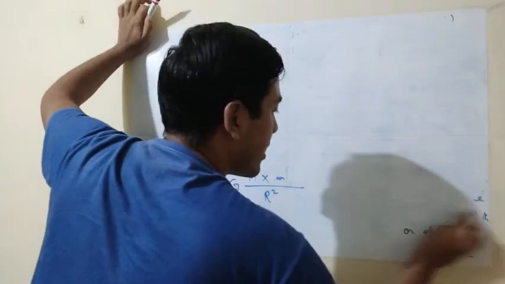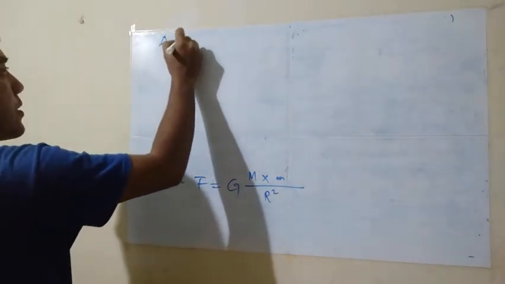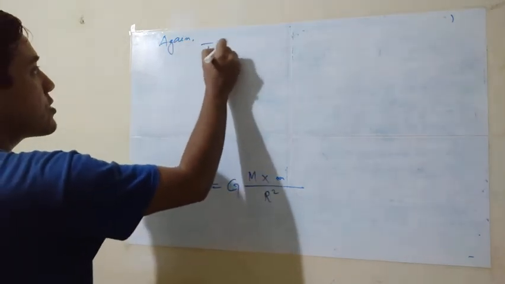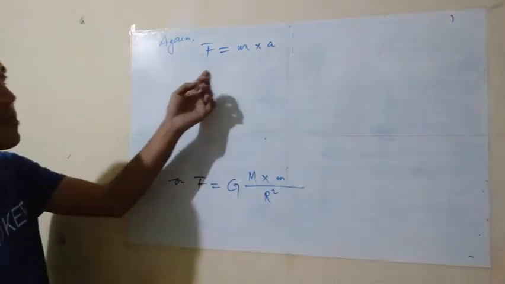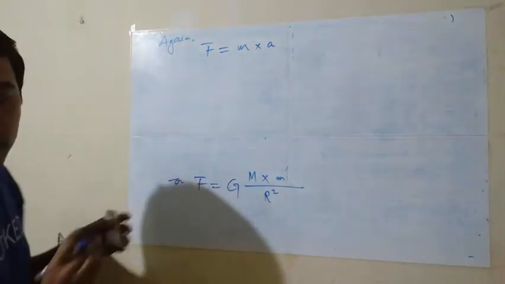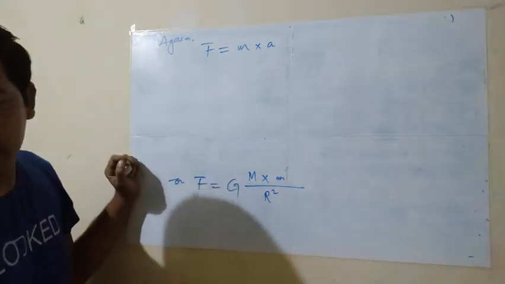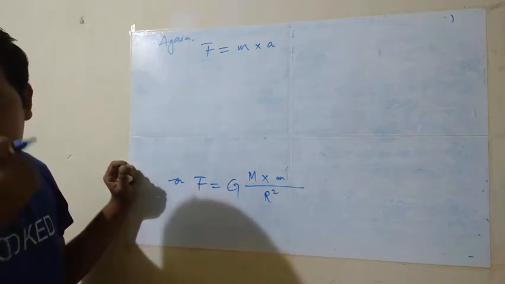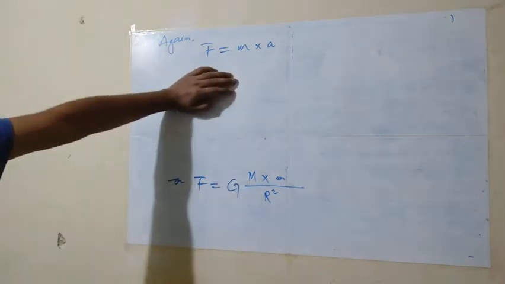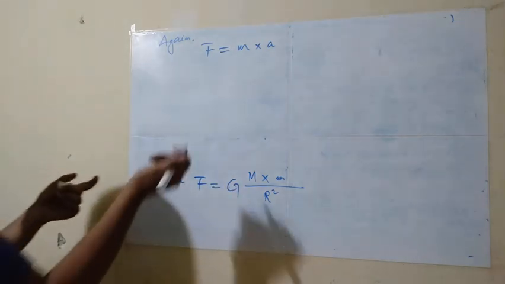Now I am putting here, and look here. Again, we know that this force is equal to mass into acceleration. In the last chapter, force is equal to mass into acceleration. Any confusion? Force is equal to mass into acceleration. No confusion? Okay, now look here.